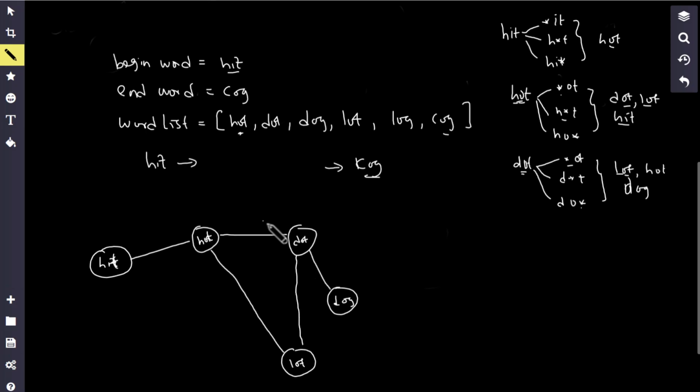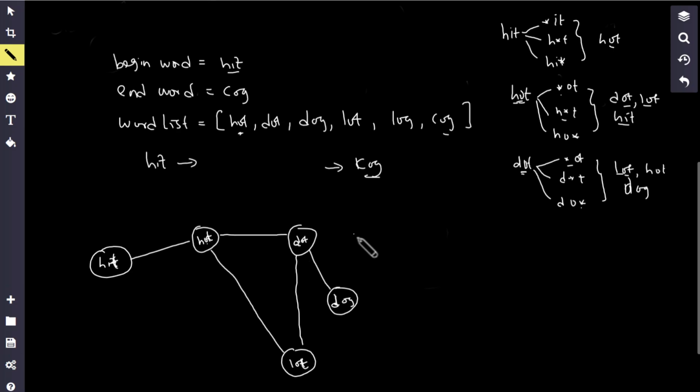Okay, so we have this set of relationships, and we are good so far. The neighbors of DOT would be LOT, which is correct, HOT here, and DOG here. So what do we mean by neighbors? Neighbors means they differ by one character. If you look at the adjacent nodes, you would see that they changed by just one character. That's what we mean by neighbors.